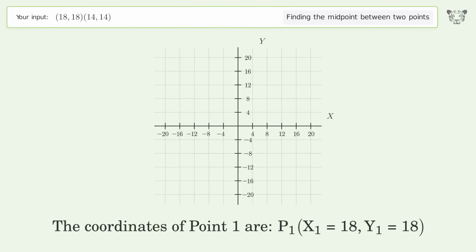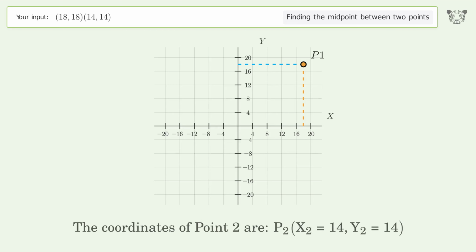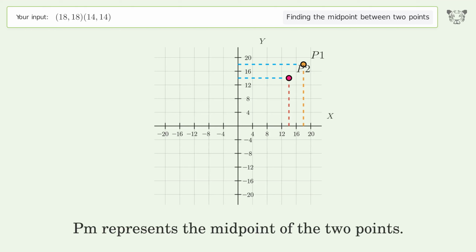The coordinates of point 1 are x1 equals 18, y1 equals 18. The coordinates of point 2 are x2 equals 14, y2 equals 14. PM represents the midpoint of the 2 points.